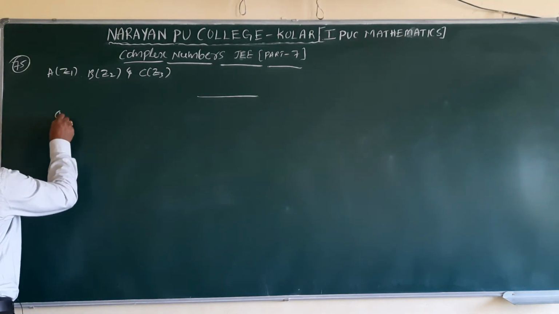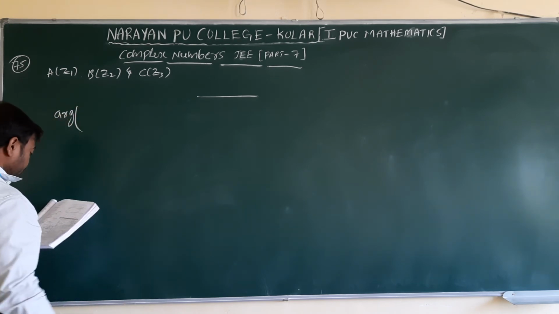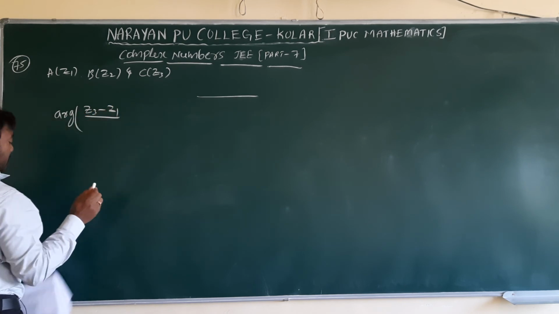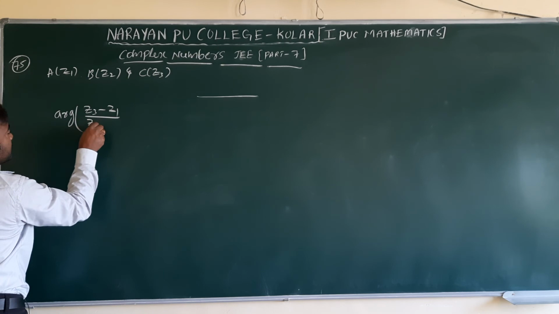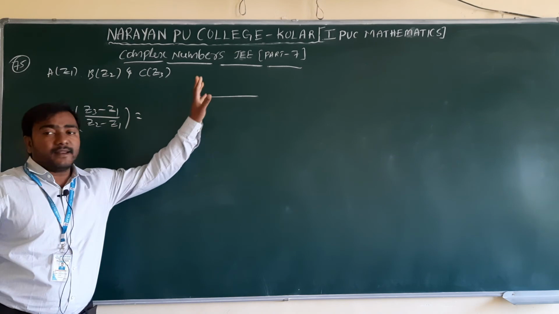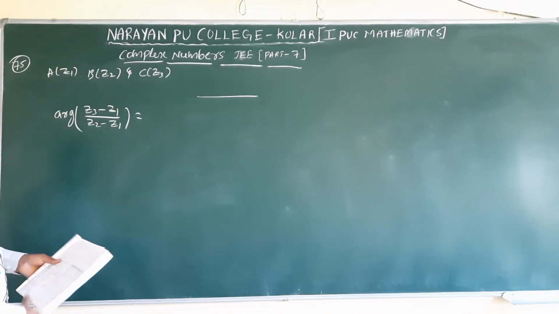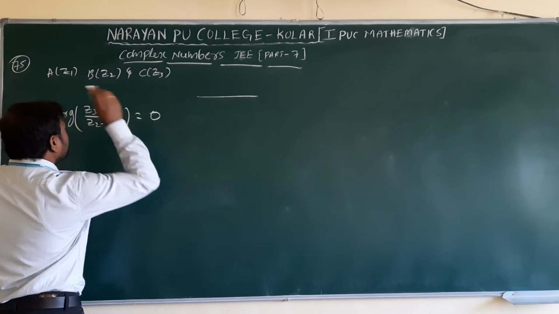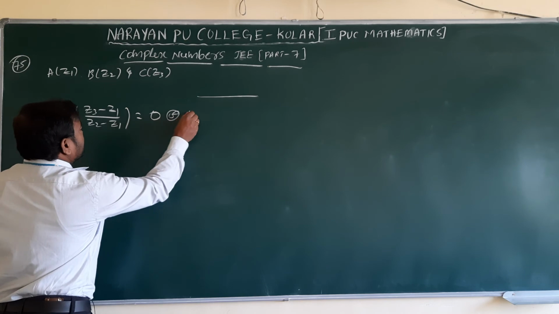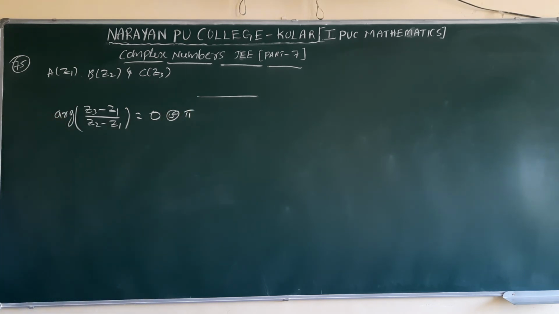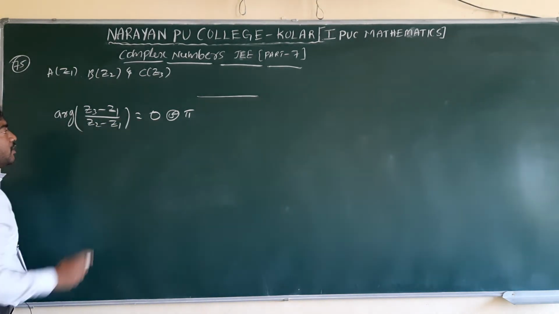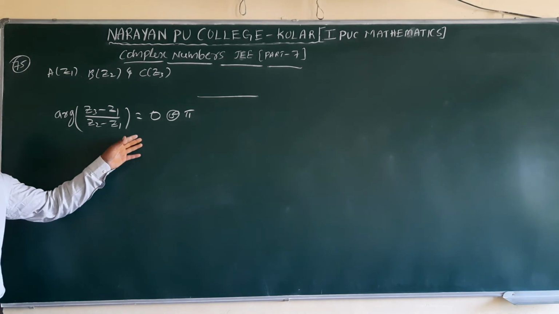Here the argument of (Z3 minus Z1) by (Z2 minus Z1) is equal to 0 or pi, since collinear means the angle should be 0 or pi. So the argument of (Z3 minus Z1) by (Z2 minus Z1) is equal to 0 or pi. It is purely real.